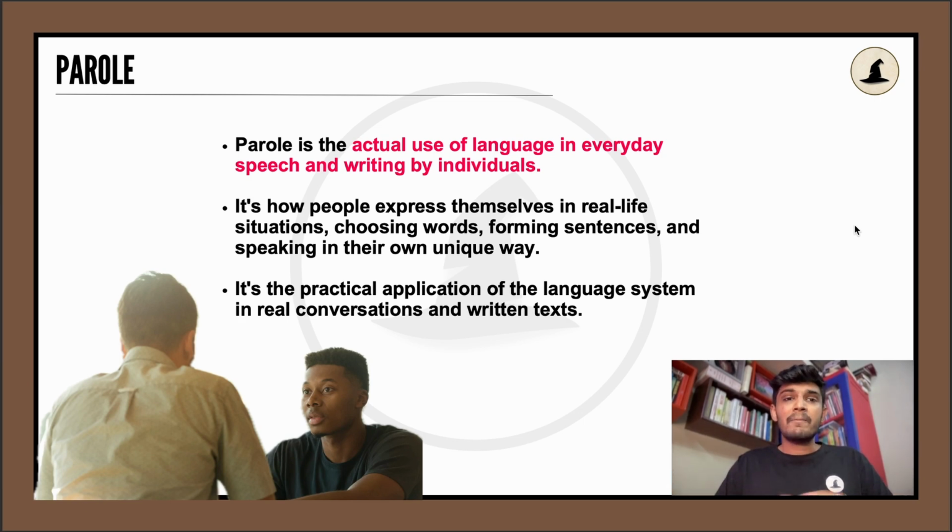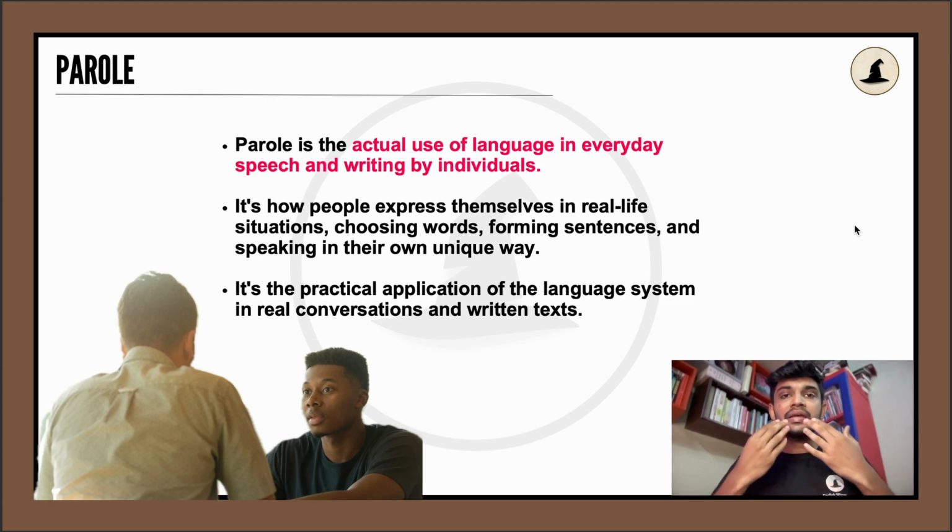Now what is Parole? Parole is the actual use of language in everyday speech and writing by individuals. We have n number of rules in English language. We know the rules. Now with these rules, we make everyday conversations, right? I am now talking to you. I know the rules. In the back of my mind, without myself knowing, maybe subconsciously, I am aware of the rules, and with these rules, I am communicating with you.